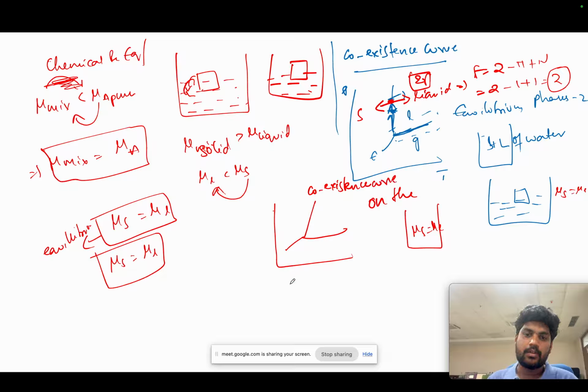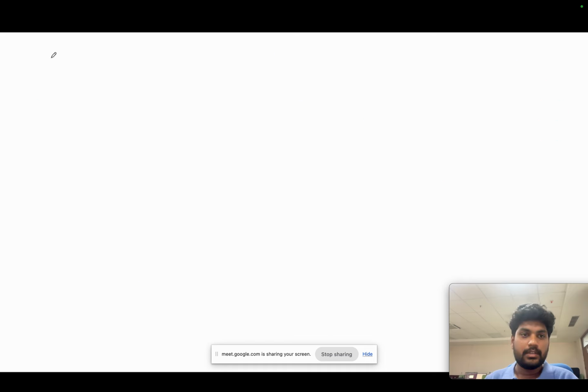Yes, sir. So now we'll discuss how this varies. If I see the curve, why is the liquid curve like this, why is the solid curve like this, and why is the solid and gas curve like this? For that we will use the phase equilibria.